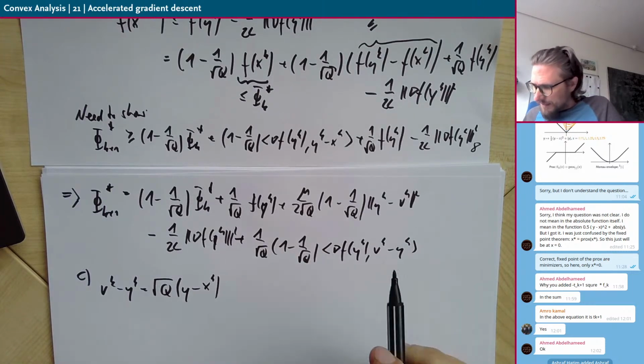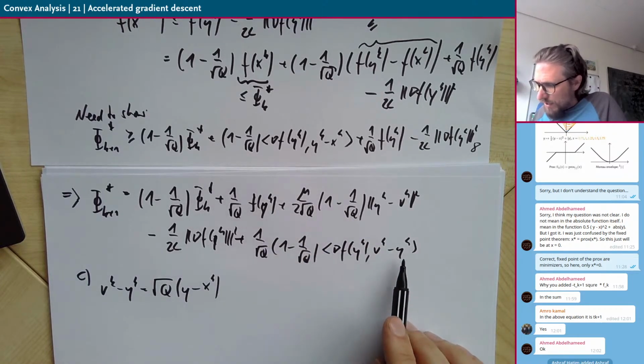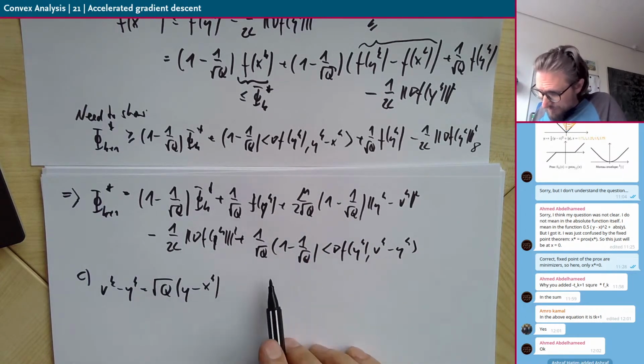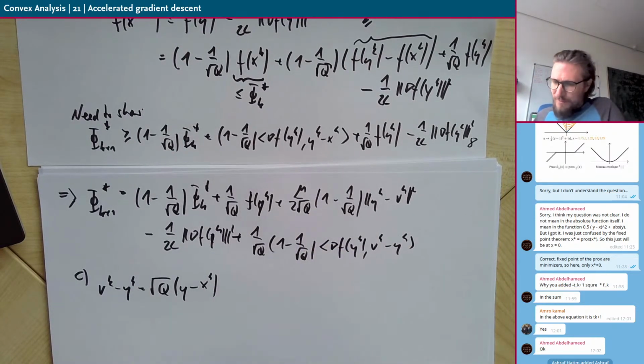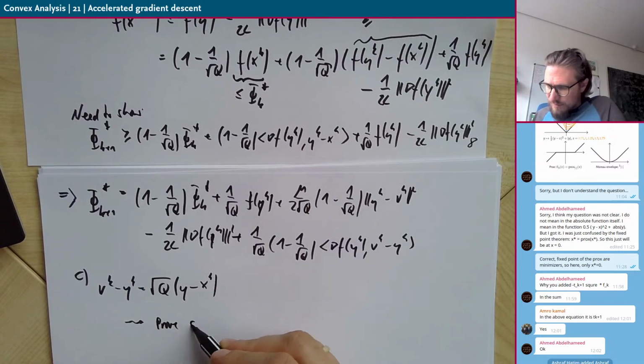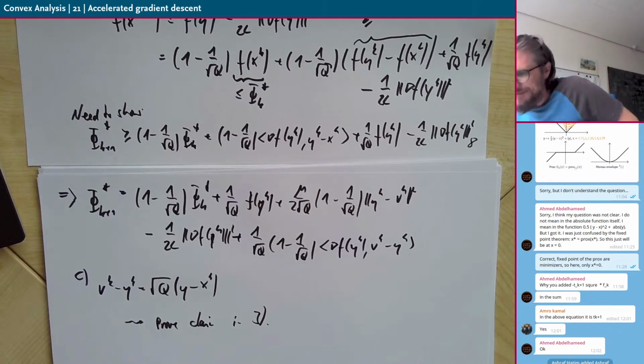And then you see that this goes in the right direction, right? We have y minus x, here we have v minus y, but if we subtract, we get rid of this 1 over square root, and the rest also comes together, and this proves the claim in 3. Sorry for the mess, but this is just how it is.